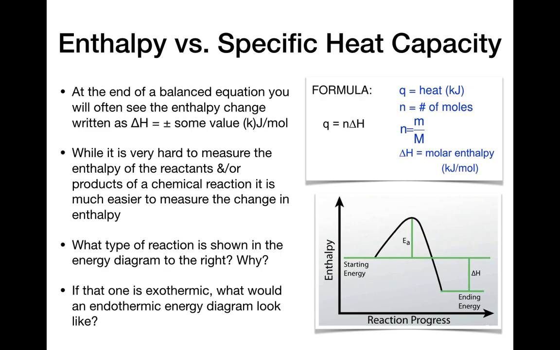So if this is exothermic, what would an endothermic one look like? Well, an endothermic reaction is taking in energy from the environment, so the starting energy would be lower and the ending energy would be higher. And this EA, we know what that is? That's the activation energy. We'll talk about it later when we talk about catalysts.